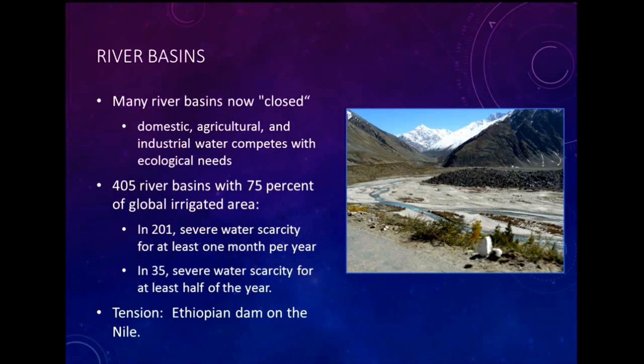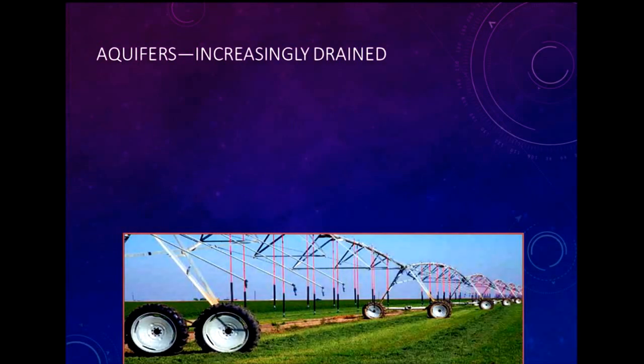And of course, now there's tension as well over the use of water in various places. I just mentioned one example here, which is a dam that Ethiopia is building on the Nile River, which Egypt is quite upset about because it could limit the amount of flow that makes it north to Egypt. So these water issues have real geopolitical consequences as well.